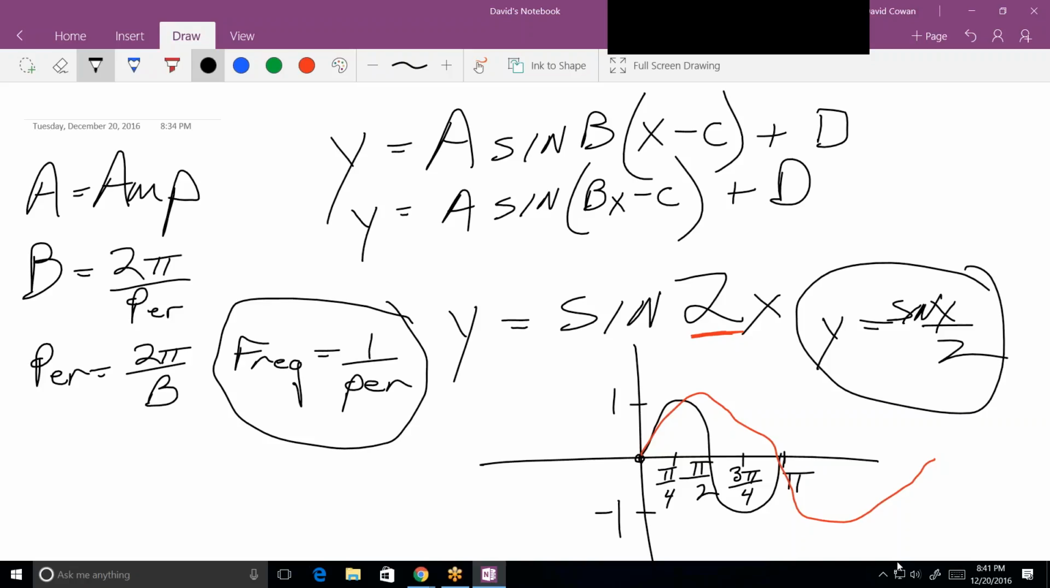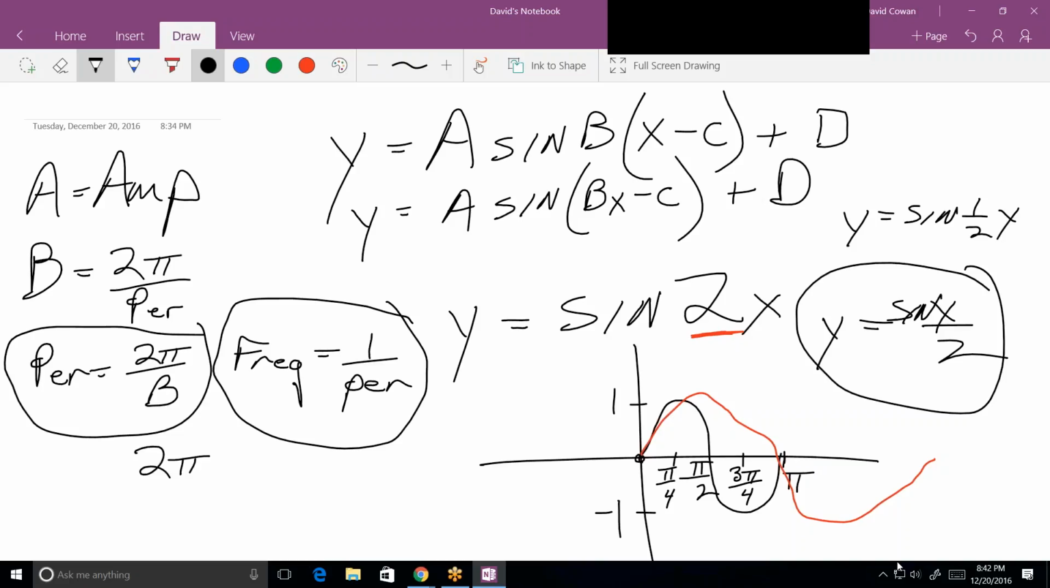It can't be 2. It was 2 in this situation, and these clearly are different. It's 1/2. This is the same as if I wrote y equals sine of 1/2 x. Don't be fooled by the fact that I put the fraction bar and didn't write the 1. Those two things are the same. So B is 1/2. Plug in B there. What's the period of this function? Pi? What's 2 pi divided by 1/2? It's 4 pi.